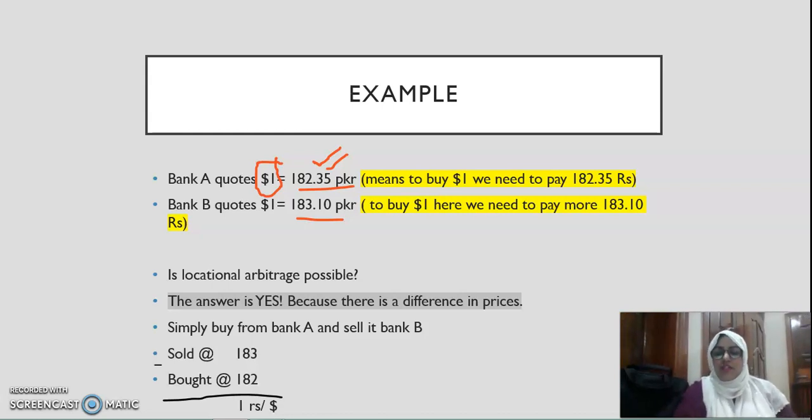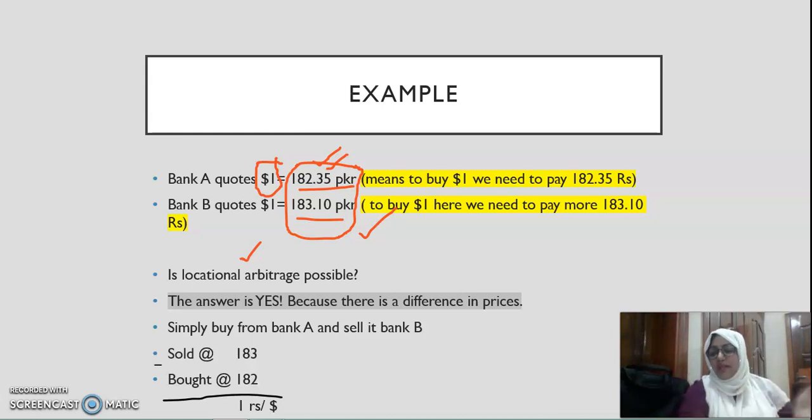After clearing that, you have to see whether the quotes both banks are offering are different or the same. So we see that there is a discrepancy. Yes, there is a discrepancy. In the first place, we say that locational arbitrage is possible. Yes, it is. Then we have to play the game now.